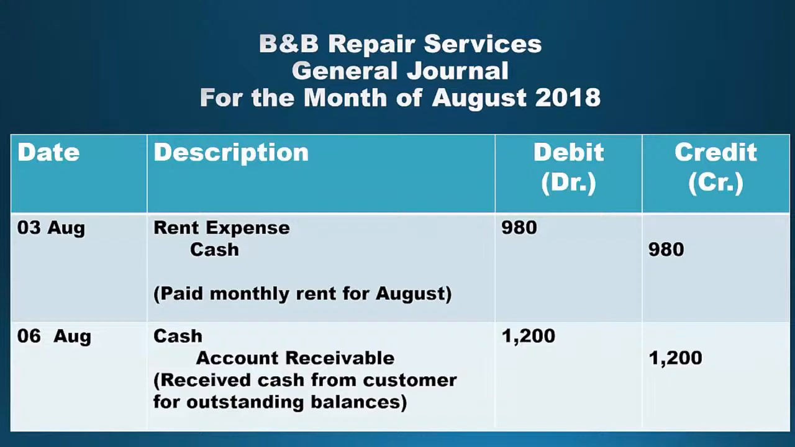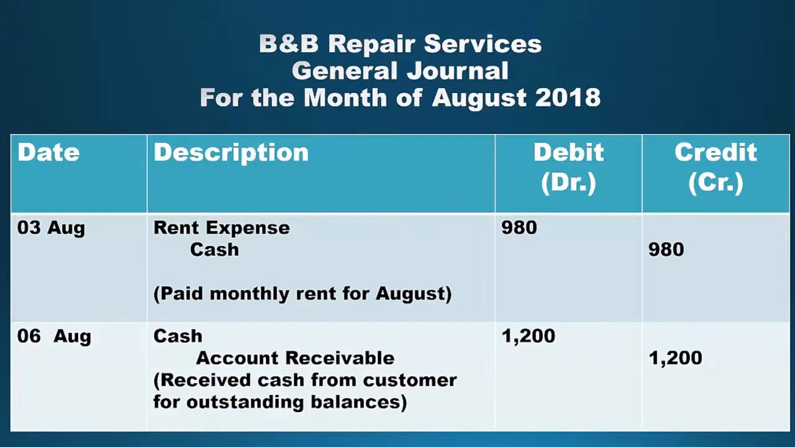August 6th, receiving payment from customers. Step 1. What happened? The company received $1,200 in cash from customers. This payment was for amounts owed from previous transactions recorded earlier as accounts receivable. Step 2. Which accounts are affected? Cash increases because the company is receiving money. Accounts receivable decreases because the customers no longer owe this amount.